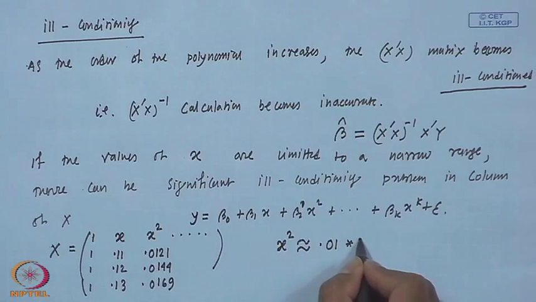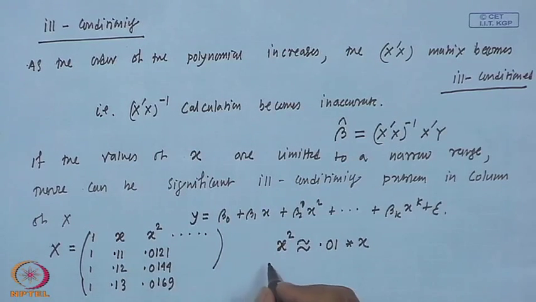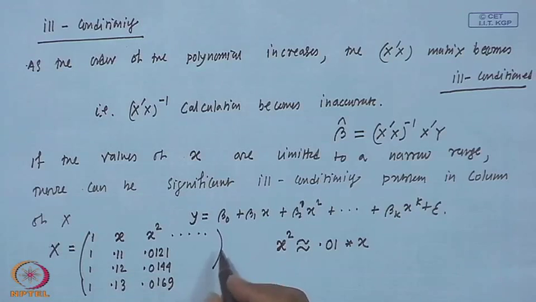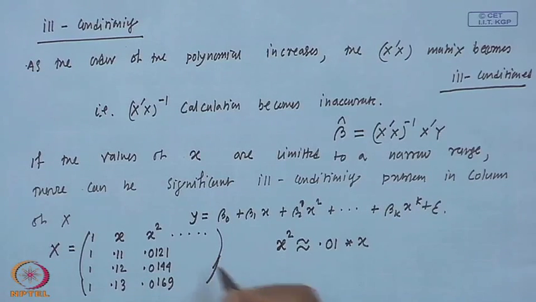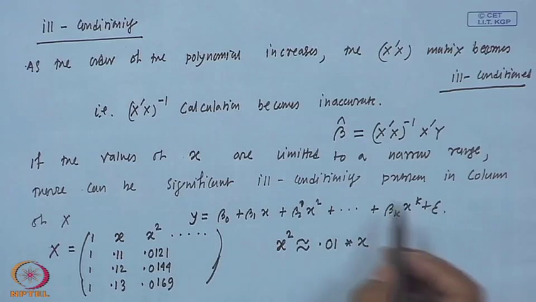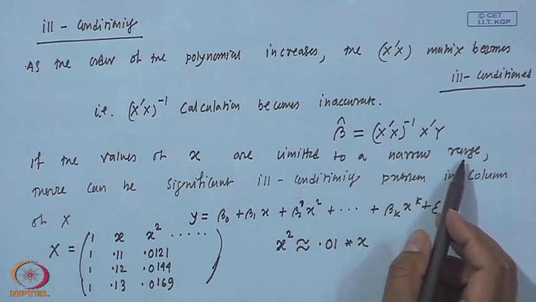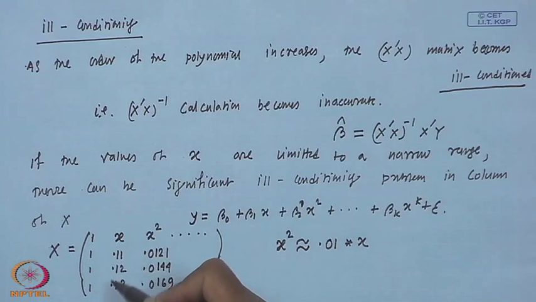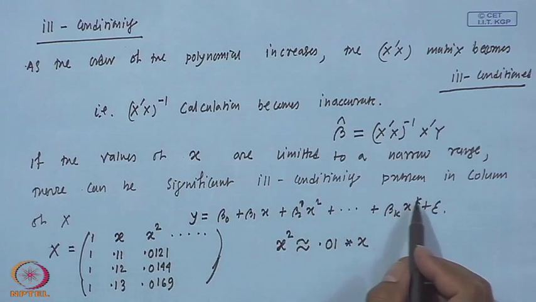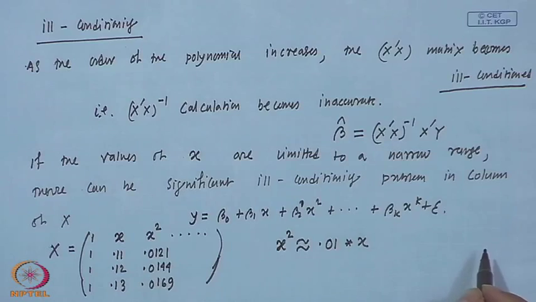So, here you can see the x square column is approximately equal to 0.01 times the x column. There is a near dependency between these two columns, which means the matrix becomes near singular. That is why it says that if the x values are from a narrow range, there could be a significant ill conditioning problem in the column of x.